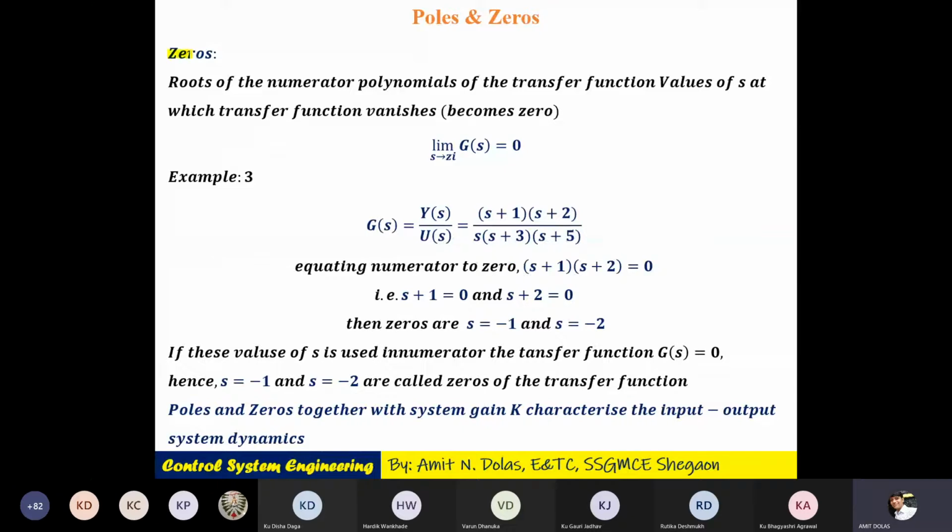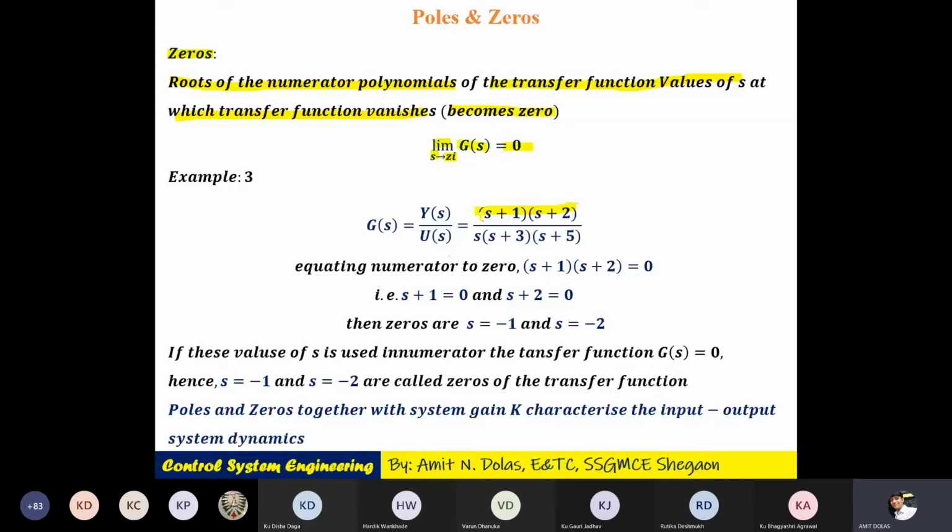Then what are zeros? Zeros are the roots of the numerator polynomial. We'll think of the numerator now. For poles, we thought of the denominator of the transfer function. Zeros are the values of s at which the transfer function vanishes, that is, becomes 0. Earlier it was unbounded, here it becomes 0, it vanishes. So for all values of zeros, G of s becomes 0.